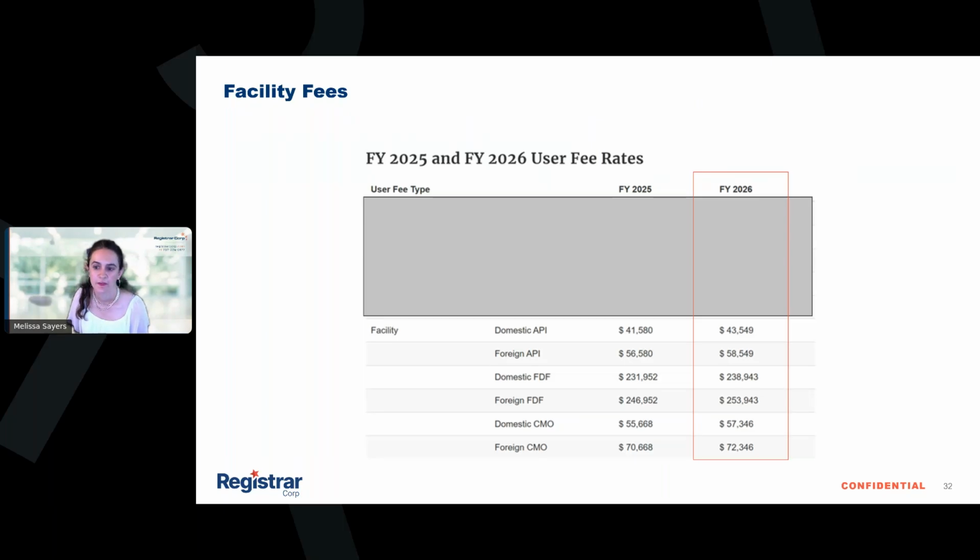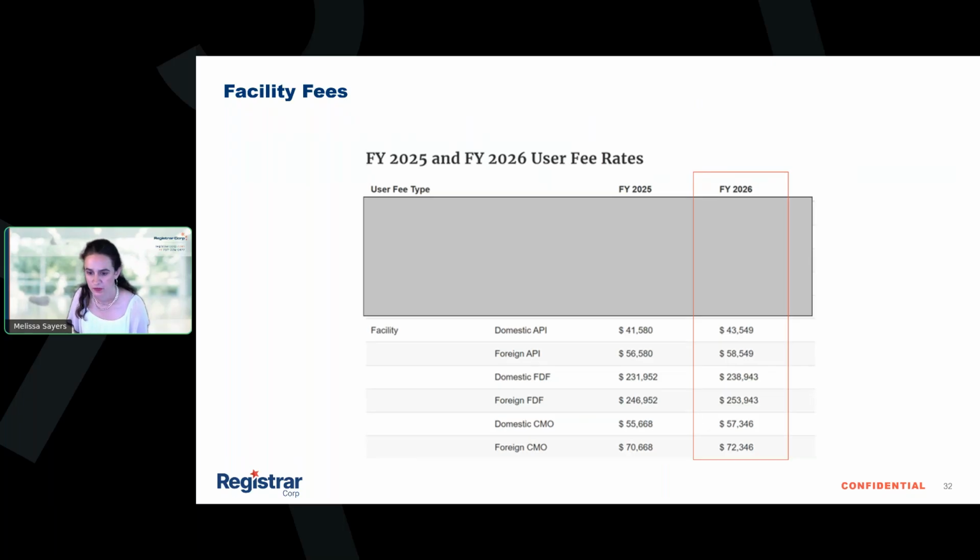Let's take a look at the facility fee rates for fiscal years 2025 and 2026 under GDUFA. Facility fees are broken down by type, API, FDF, and CMO, and by whether the facility is domestic or foreign. Foreign facilities pay $15,000 more than their US counterparts. So when looking over this chart, you need to know what role your facility is subject to and the location of the facility to determine which fee the site may incur.